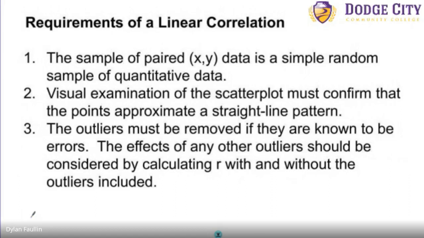The outliers must be removed if they are known to be errors, which I think you would want to do in every case. If you know you have errors in your measurements, you should remove those. The effects of any other outliers that are not errors should be considered by calculating R without the outliers included. I apologize because we're referring to something that we haven't yet introduced, but R is the measure by which we will determine if a relationship appears to be linear or not. It's a number that we're going to calculate that's going to give us an idea of how linear the relationship is.